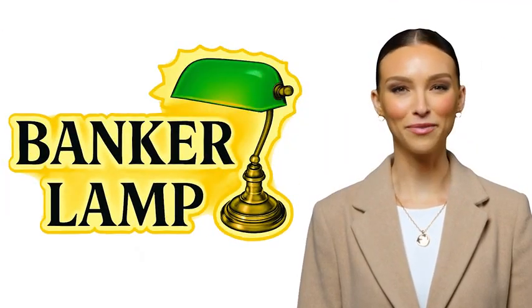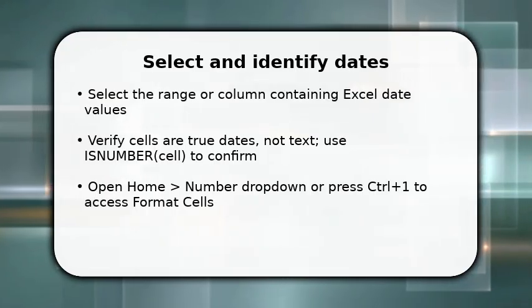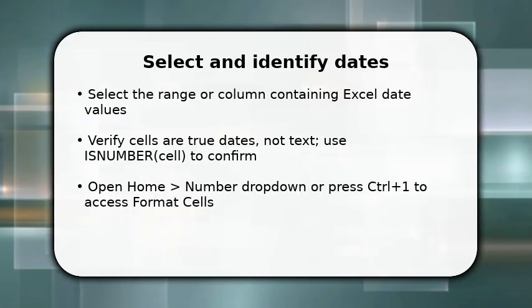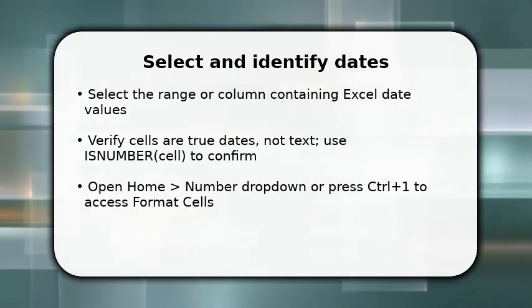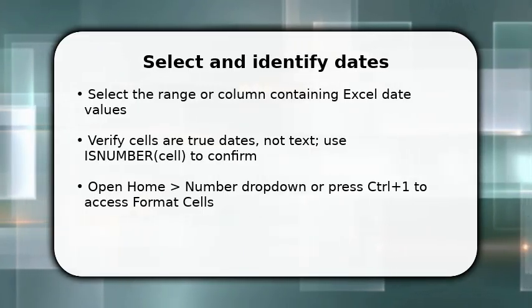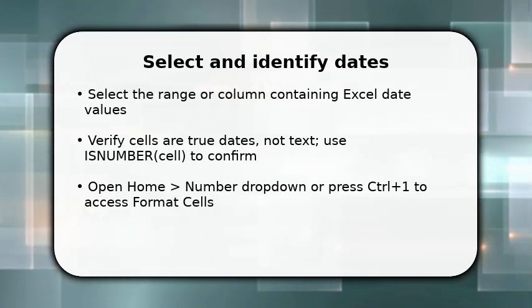Please enjoy the video. You start by selecting the cells that contain the dates you want to change. Once done, check that Excel recognizes them as dates by using ISNUMBER or briefly converting a cell to General. Next, open the Number Format dropdown on the Home tab or press Ctrl+1 to jump straight into Format Cells.